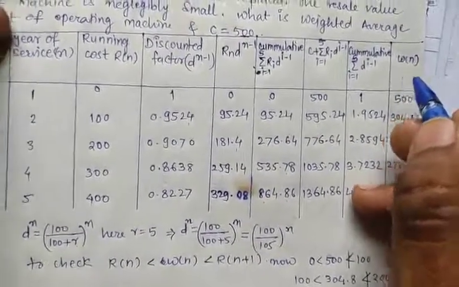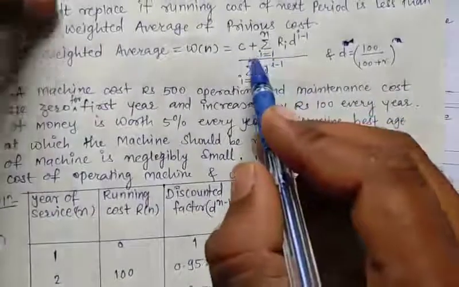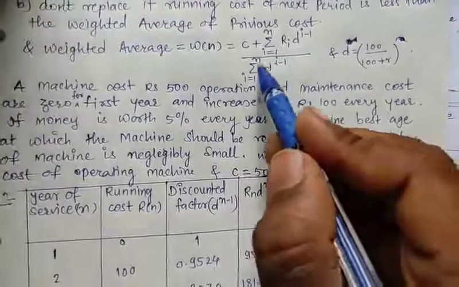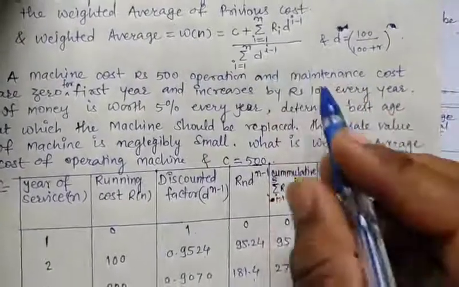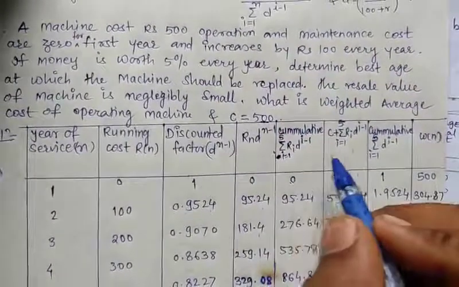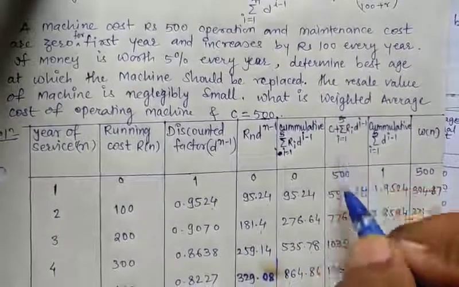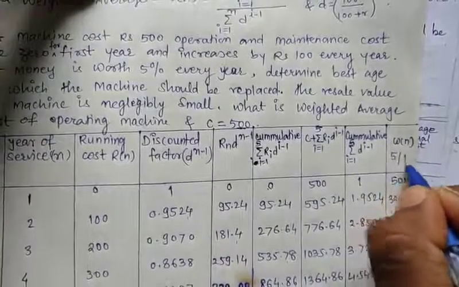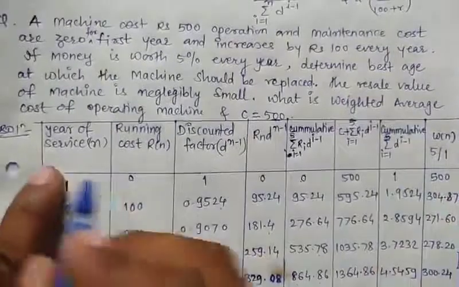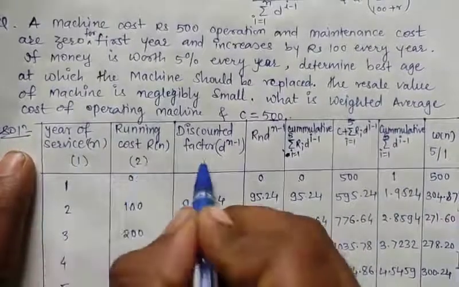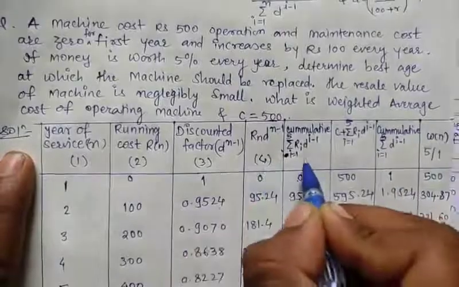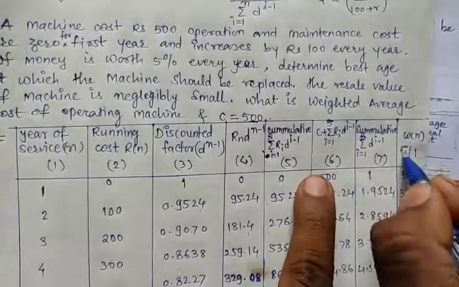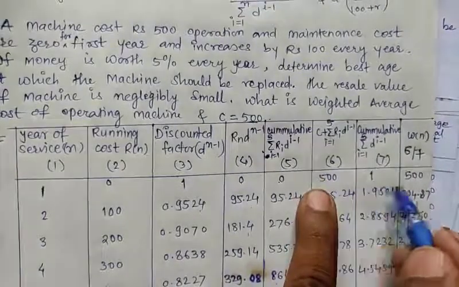Now to calculate its weighted average. So how to calculate its weighted average? Weighted average has formula C plus summation i from 1 to n Ri d raised to i minus 1 upon summation i from 1 to n d raised to i minus 1. Means what? We have calculated C plus this value. So we divide sixth column by seventh column. We get 500 upon 1, which is 500.